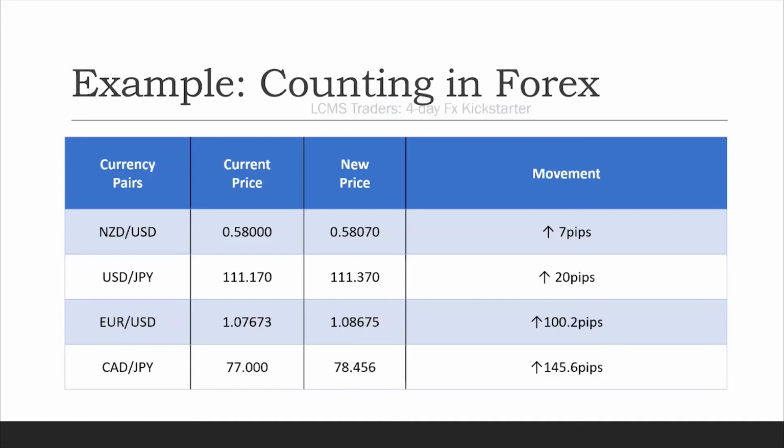We are looking at the fourth decimal place. The fifth decimal place is the micro pip. When we look at yen, it's the second decimal place that we look at as a pip. That's the upward move. Okay.